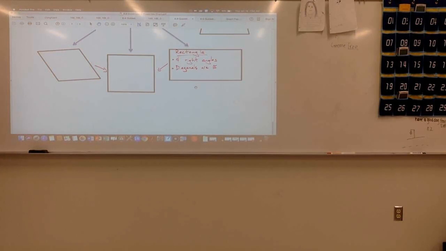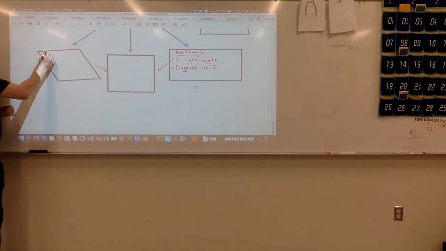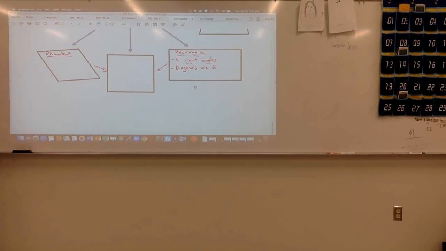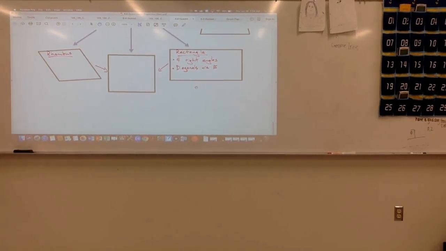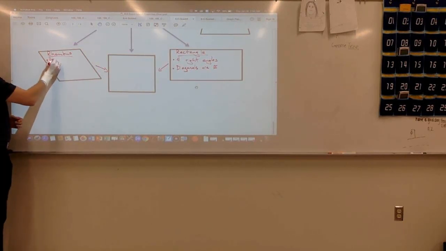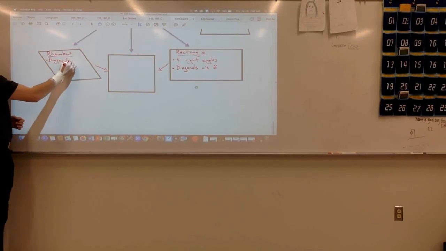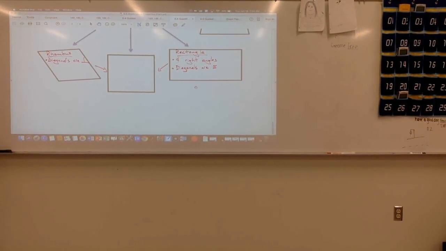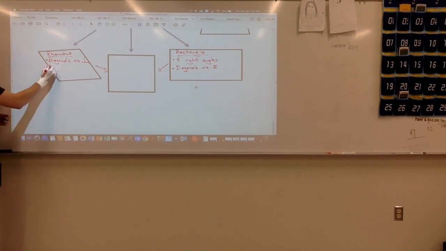Right. So then, yesterday, we talked about a rhombus and a square. So we had three additional properties for a rhombus. Right? What were those? Diagonals are perpendicular. That was one of them. And then what? Not all four angles the same. All four sides are the same.